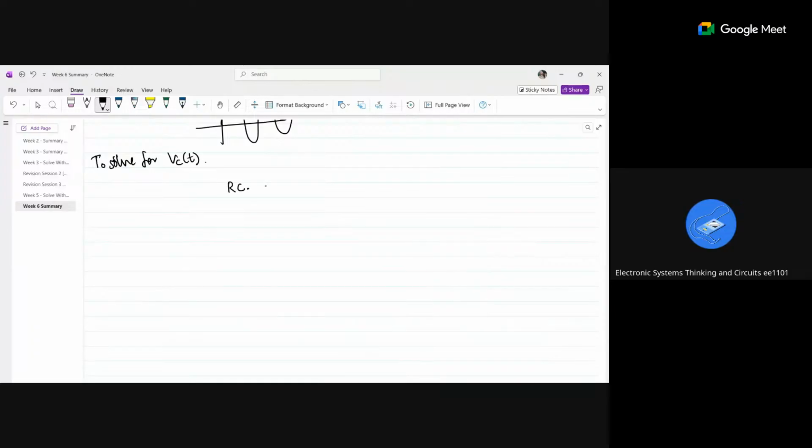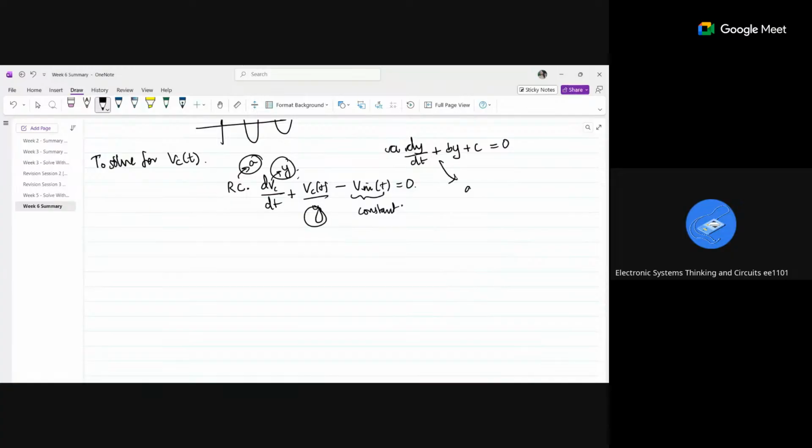And my equation is Rc dVc by dt plus Vc of t minus Vin of t. This is in the format A dy by dt plus By plus c equal to 0, right? This is a constant, right? And this is y. A is this one, B is 1. Right? Is it clear? So this is a differential equation.